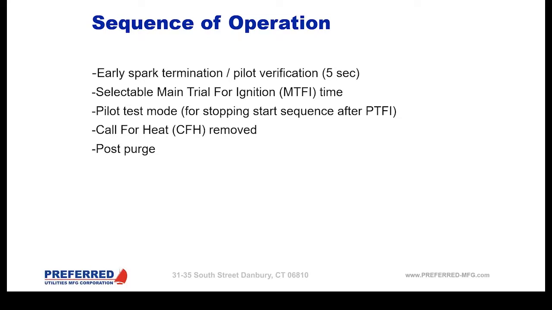Let me explain early spark termination and why it's needed. In certain burners, the pilot is set up in such a way, and the sighting of the flame scanner is such, that it can actually see the spark that's on the igniter on the pilot. Unfortunately, those sparks generate a lot of UV, and that can be recognized as a flame. So that's the reason for early spark termination. It's usually about how the scanner is sighted where the spark is on the pilot.